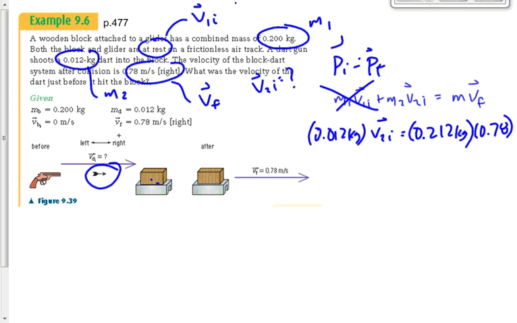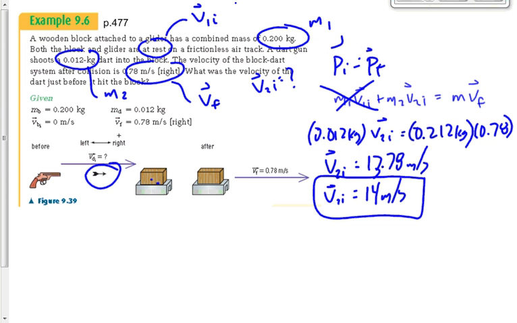So let's do the math on this one. Pretty straightforward, I think. We do that math, we end up getting 13.78 meters per second, which rounded to 2 digits should be 14 meters per second. So just before the dart hit the block, it was moving 14 meters per second.